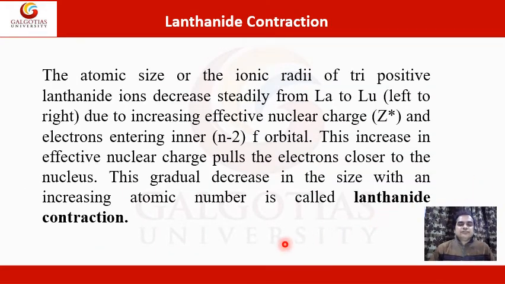Now, let us discuss how we can define lanthanide contraction. What is lanthanide contraction? Basically, the atomic size or ionic radii of tripositive lanthanide ions decrease steadily from lanthanum to lutetium in the periodic table, from left to right, due to increasing effective nuclear charge and electrons entering the inner (n-2) f orbital. The increase in effective nuclear charge pulls the electrons closer to the nucleus. This gradual decrease in size with increasing atomic number is called lanthanide contraction.